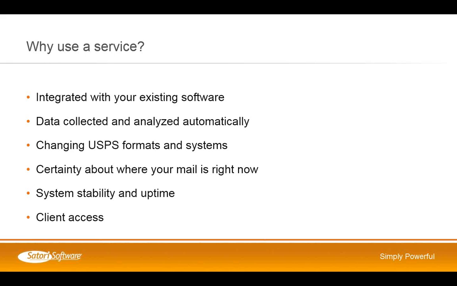The nice thing with using a service is it's already integrated with the software that you're using today, and all of the data collection and the analyzing and everything just happens automatically on the back end, and it's going to adjust for any of the changes. So with all the changes that they're making for Informed Visibility, they're adding in all these additional scan points, which means there are different codes and they mean different things. Keeping up with those changing formats is something that's going to take a little bit of overhead if you write your own system. If you use a service, they're going to do that for you, and then you'll be able to rely on that service.